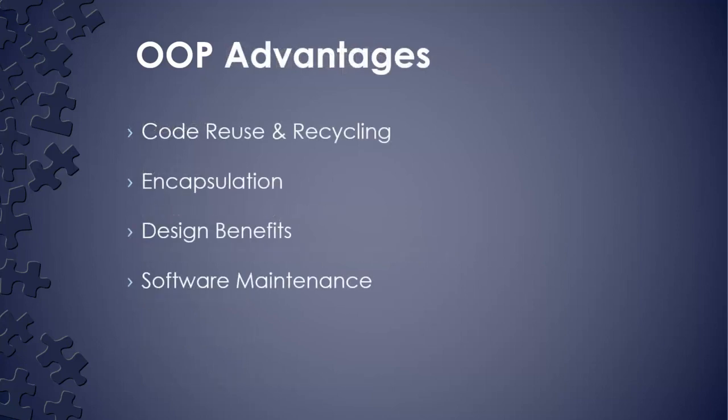Some of the advantages of object-oriented programming: code reuse and recycling is a big one. Whether it's in the same application or a completely different application, we can reuse classes and objects. Encapsulation, so basically if you have some kind of resource or functionality, you can keep that all wrapped up in one object, and keep your properties and methods inside of that object. Design benefits, of course: it's much easier to read and easier to scale. Software maintenance is another big one. Like I said, it's easy to scale, it's easy to debug, you can find problems easier, so it's easier to maintain.